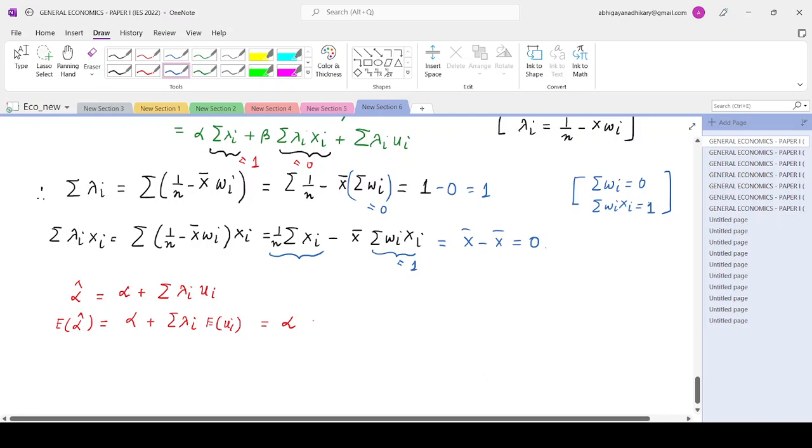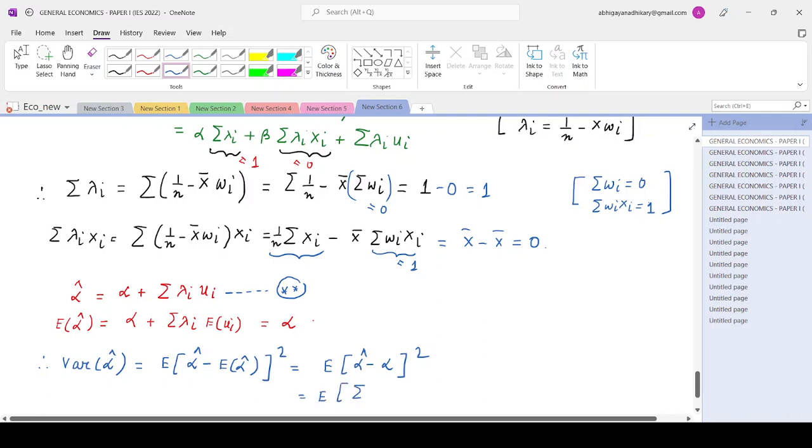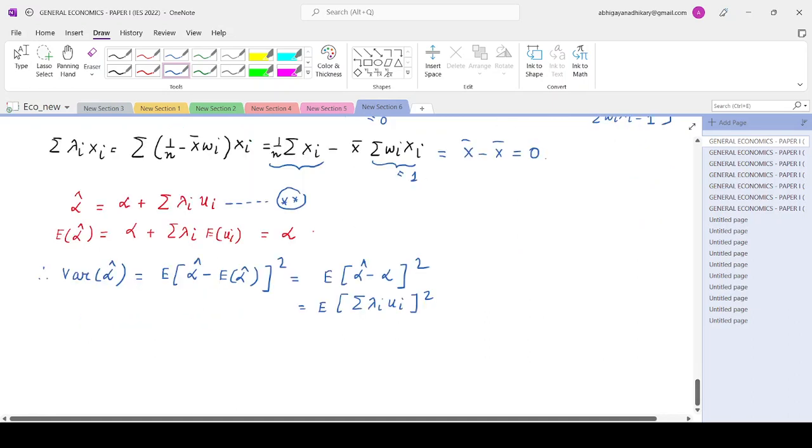Therefore, your variance of alpha hat is basically the expected value of alpha hat minus the expected value of alpha hat, whole square. And we just obtained that the expected value of alpha hat is alpha. So alpha hat minus alpha. And from this expression, let me name it as double star in this case. What will be alpha hat minus alpha? It will be simply summation lambda i u_i, whole square. That's what is going to happen.